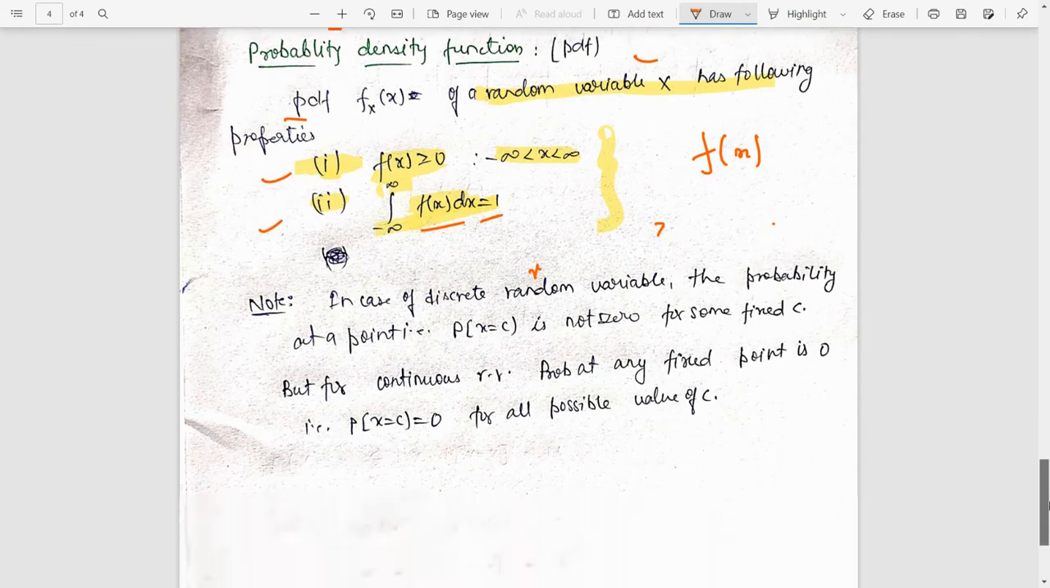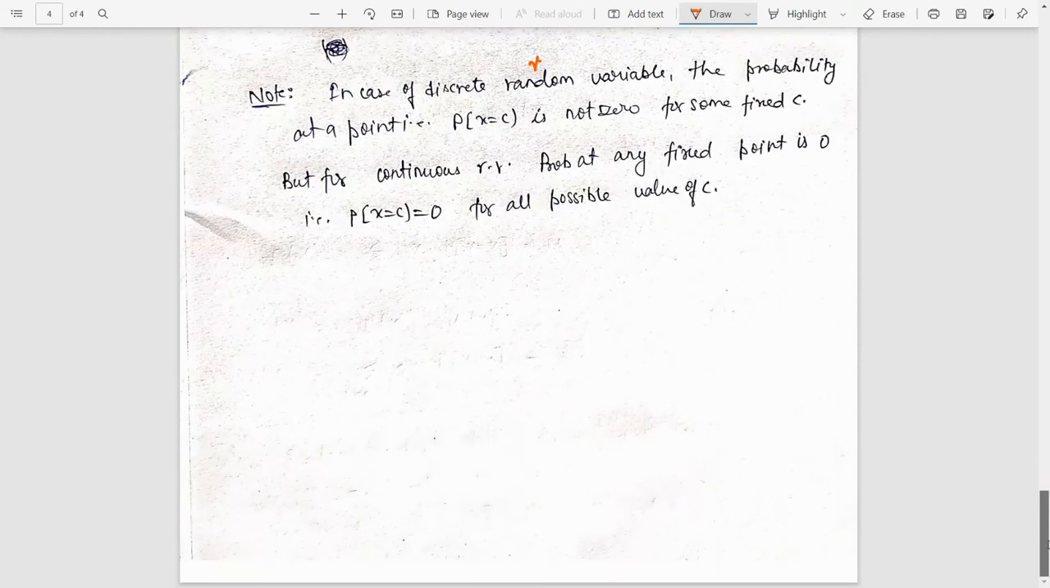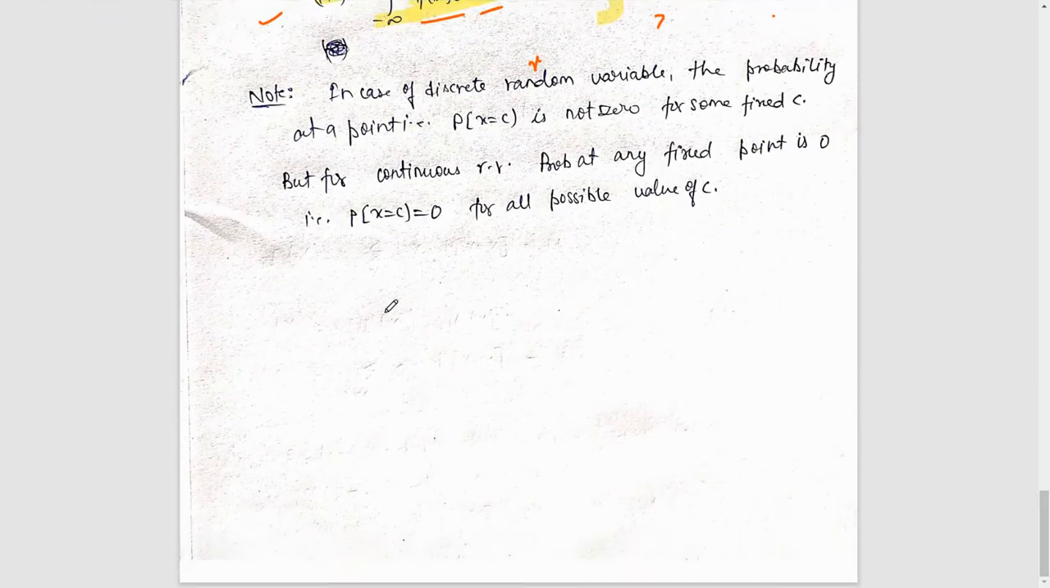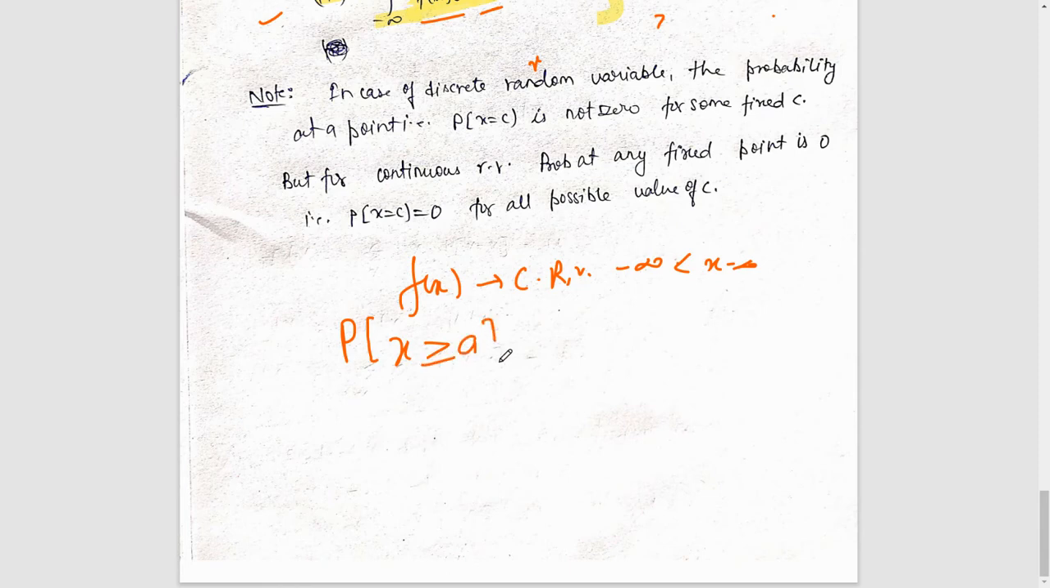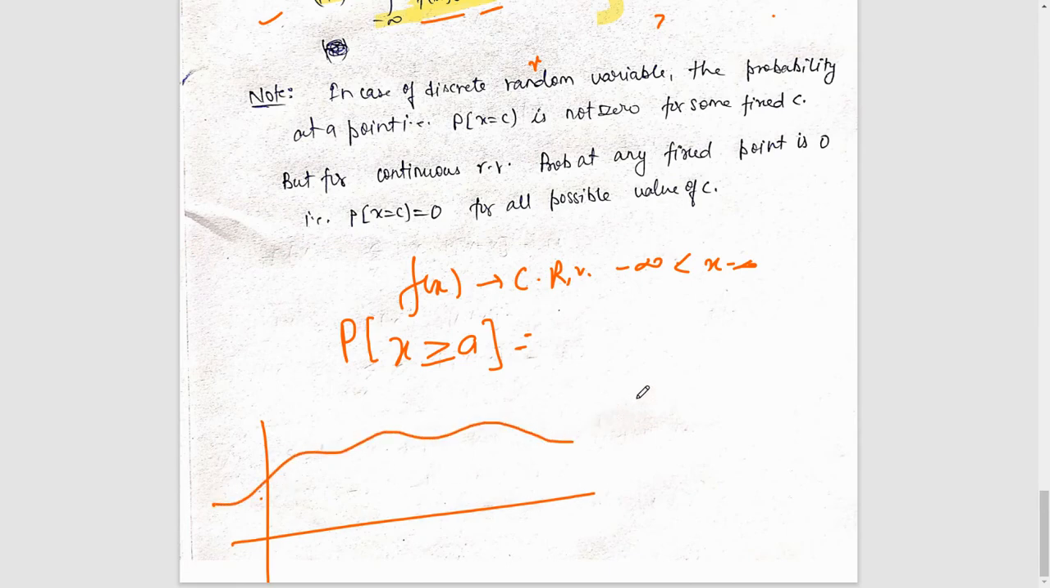Before discussing this, let me discuss something important. Let's say fx is your continuous random variable, defined between minus infinity and infinity. Let's assume this. Say we want to find the probability that x is greater than or equal to a. So when you plot your fx, let's say this is your fx, defined between minus infinity and infinity.